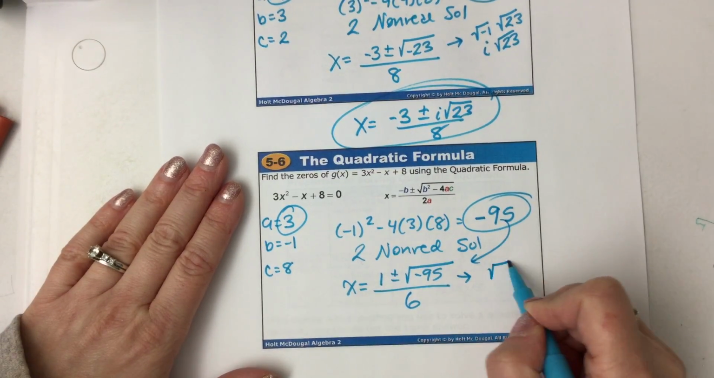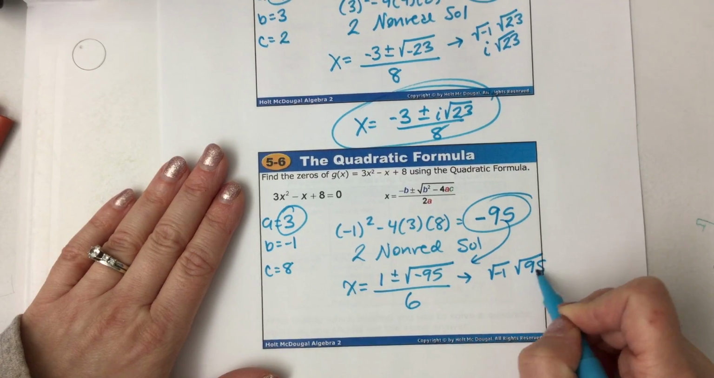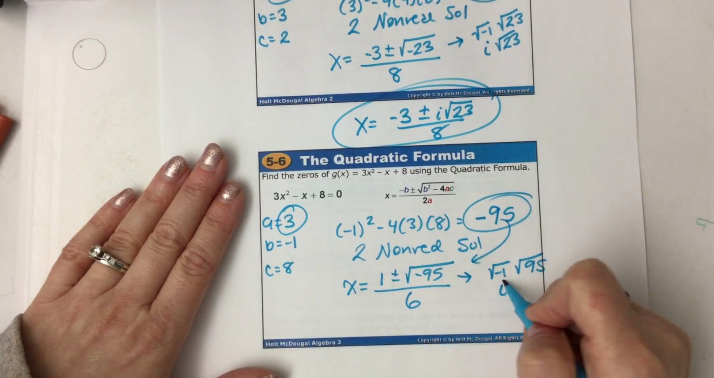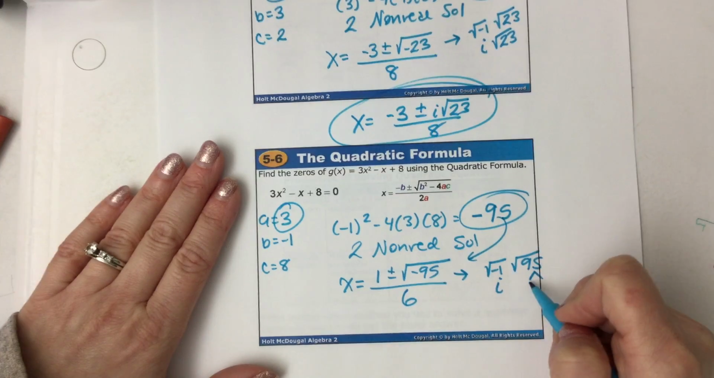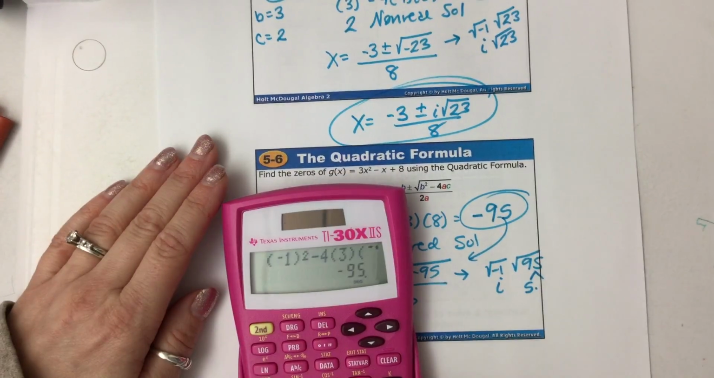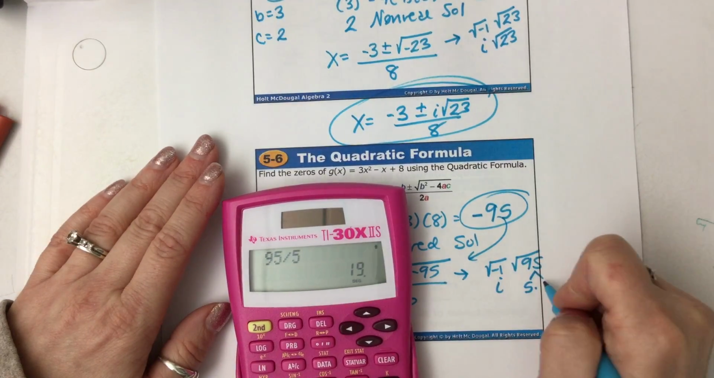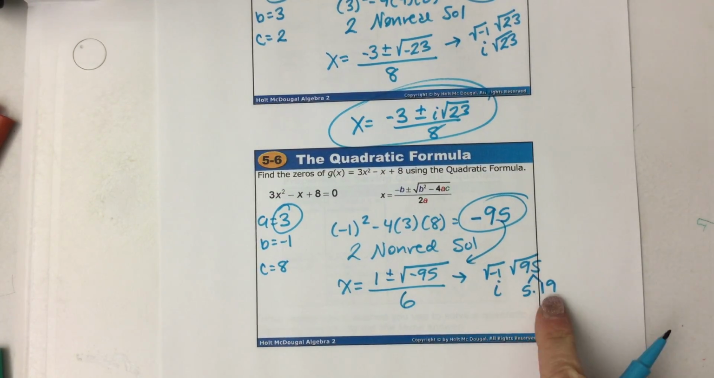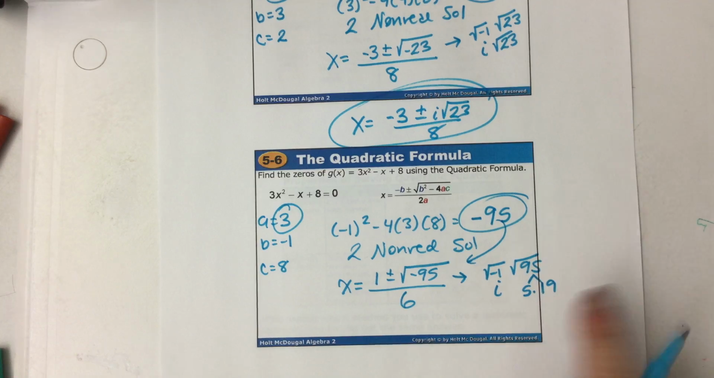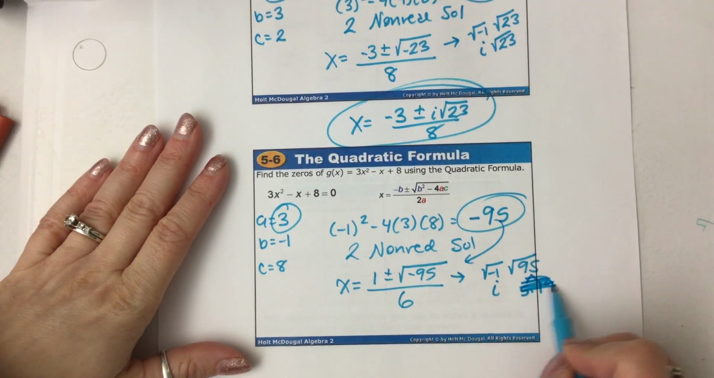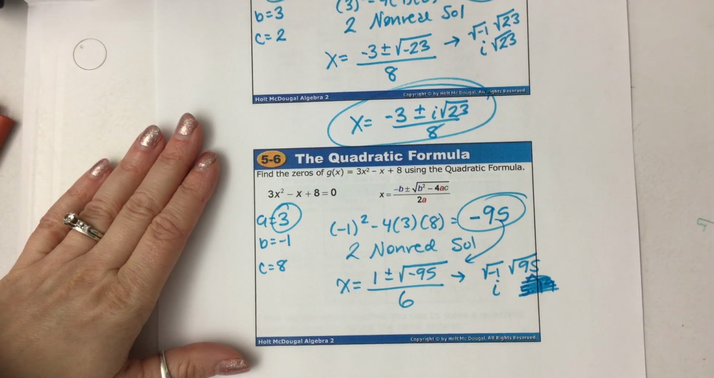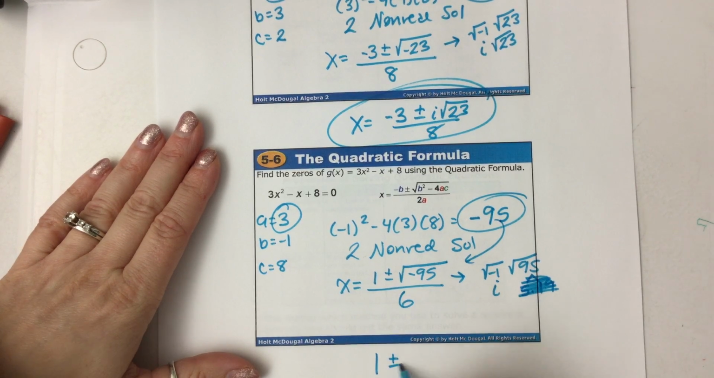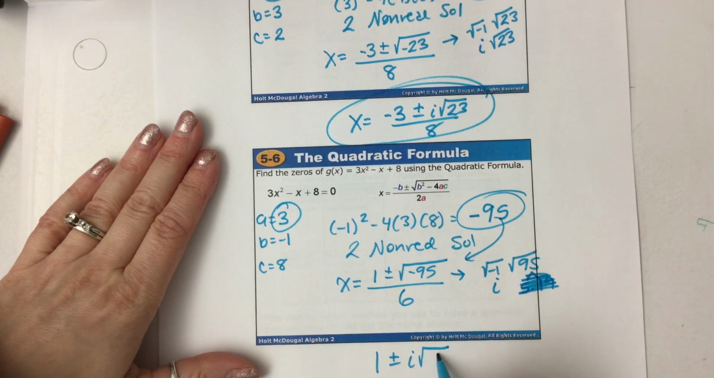If you have a negative underneath the radical, you need to pull out the negative 1. This is imaginary. Now 95 is not perfect. So if I take 95 and I divide out a 5, I have 19. Well, I don't have a pair. So as crazy as this seems, the square root of 95 is simplified. So we have 1 plus or minus an imaginary square root of 95 over 6.